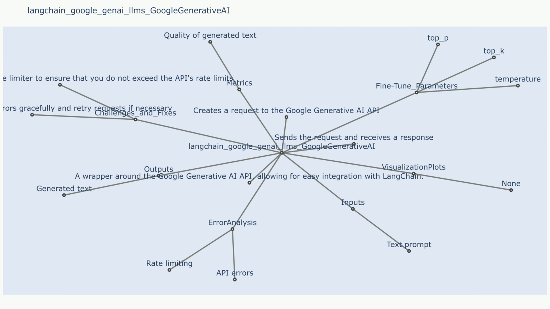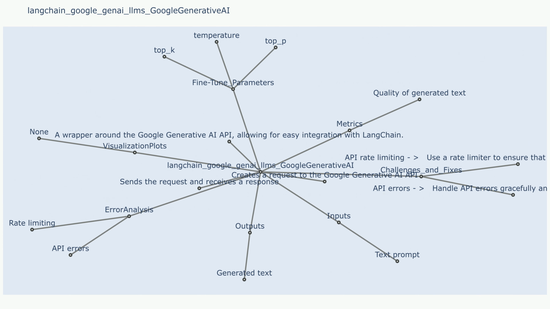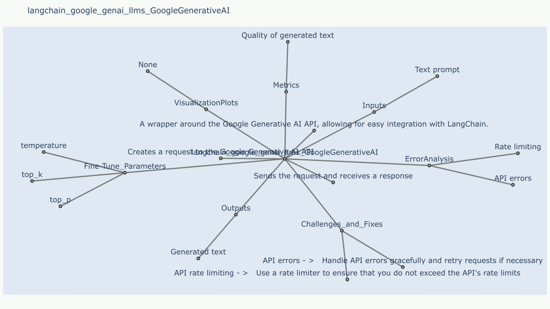Steps. Step 1. Explain in detail. The first step involves sending the input prompt and any optional parameters to the Google Generative AI LLM. This is typically done through a dedicated API call. Step 2. Explain in detail. The LLM processes the prompt and generates the desired text output based on its training data and the provided parameters.